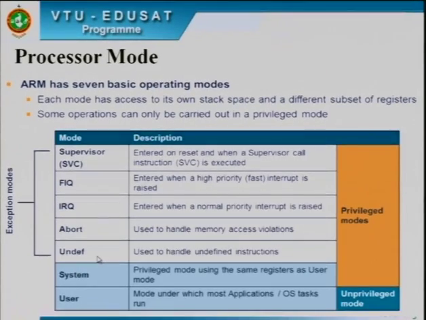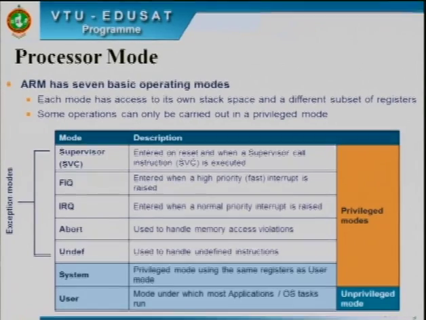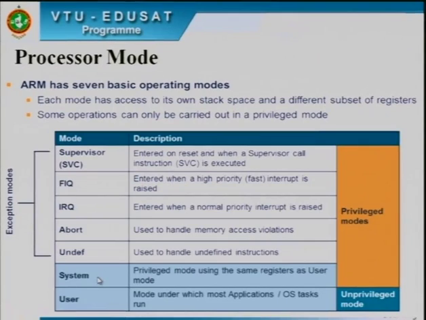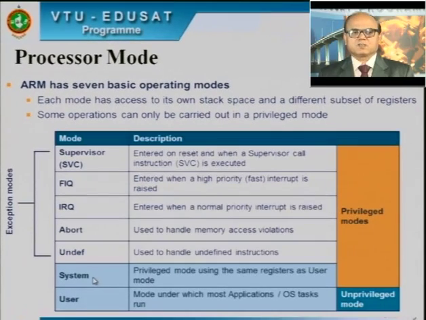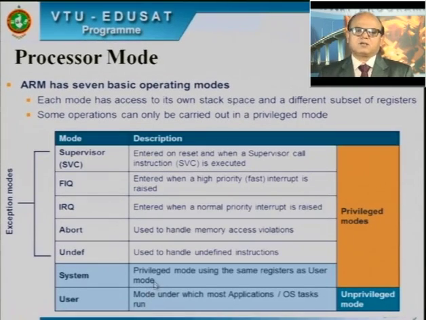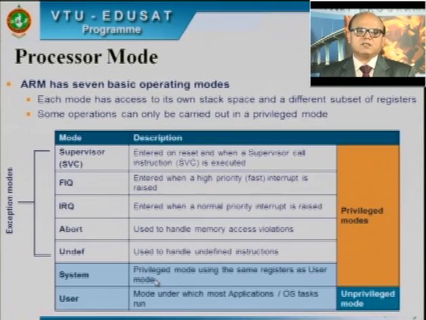The next privileged mode of execution is the undefined mode, used to handle undefined instructions, the instructions for which definitions are not available. Naturally the ARM gets into the undefined mode and executes a handler which indicates that the instruction is undefined. The next processor mode is the system mode, a privileged mode using the same registers as user mode. The user mode and system mode are slightly different. This is exactly similar to user mode, but is a privileged mode. That's the difference between the system mode and the user mode. Some of the operating system routines do require system mode execution.